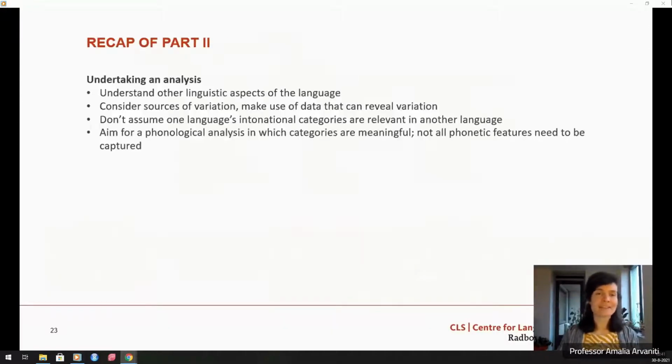So to recap this part, when undertaking an intonational analysis, it's helpful to understand the linguistic structure of the language and have knowledge of related languages too, if you're working on an underdescribed language. Consider sources of variation and look at data that can reveal variation. So this is data from various speakers completing different types of tasks. Don't assume that one language's intonational categories are going to be relevant in another language. And aim for a phonological analysis in which categories are meaningful, where variation is accounted for, but don't try to capture all the phonetic features as they may not be relevant phonologically.